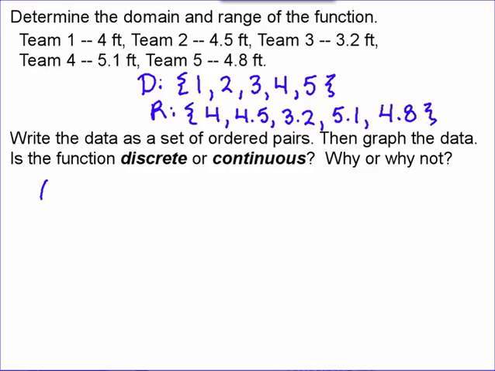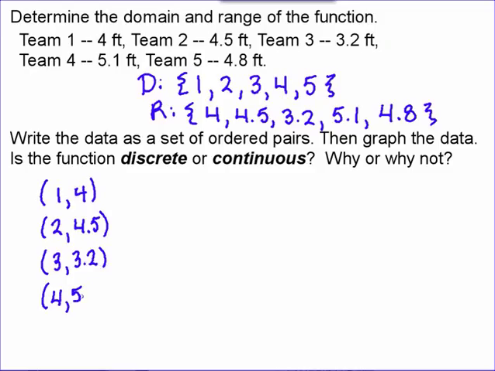Now it says write the data as a set of ordered pairs. So first ordered pair will be 1, 4. Good. Second will be 2, 4.5. 3, 3.2. 4, 5.1, and what's 5? 4.8. Okay, so we wrote it as a set of ordered pairs.